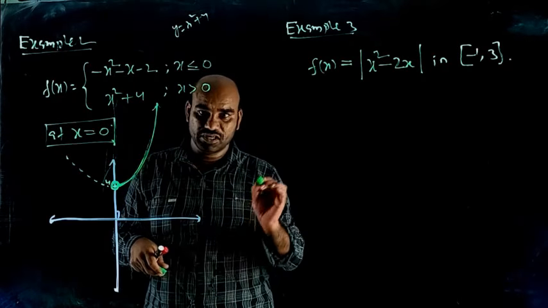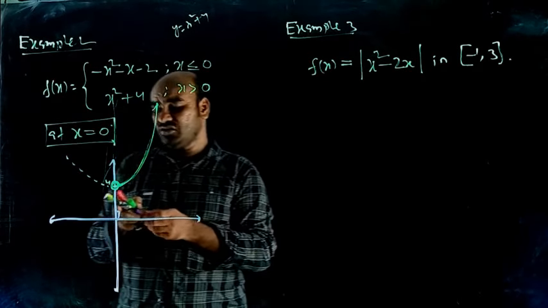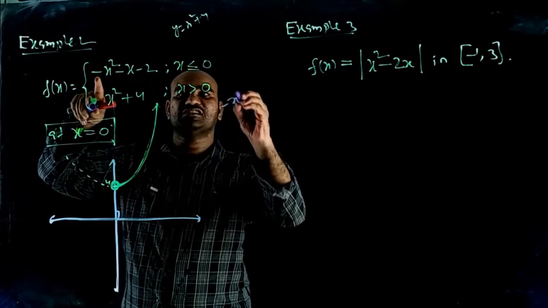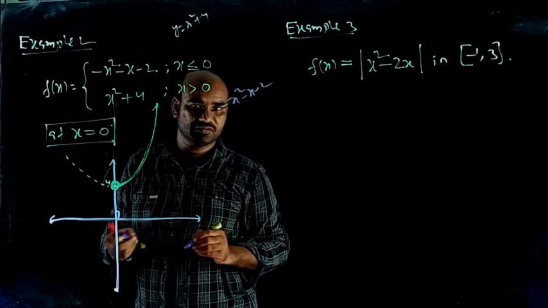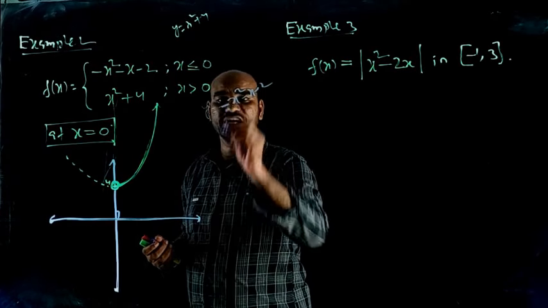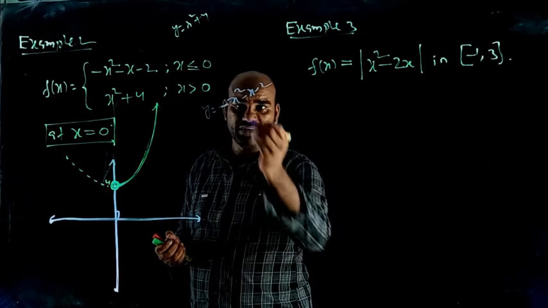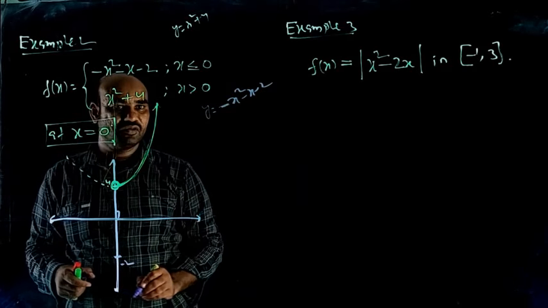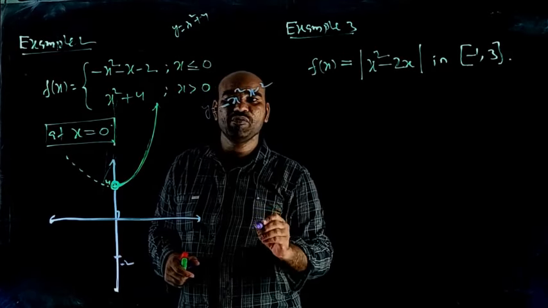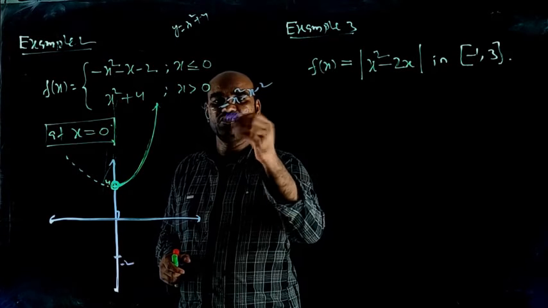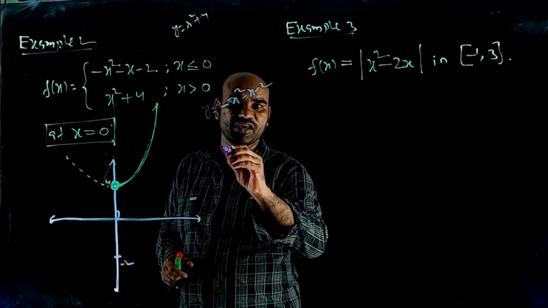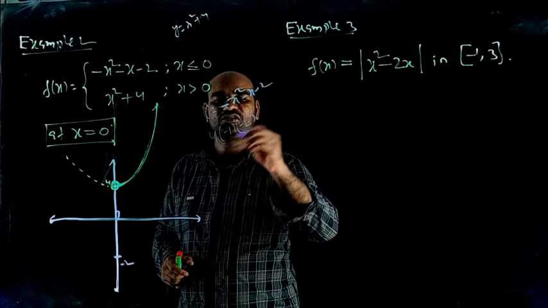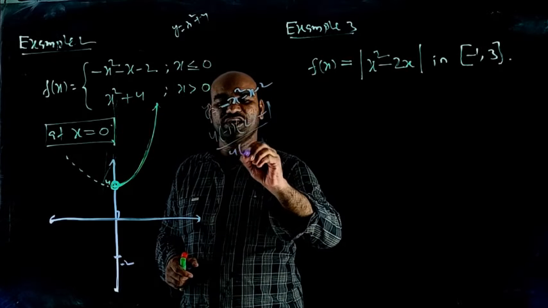Next, we need to draw the graph of y is equal to minus x square minus x minus 2. The x square coefficient is negative, so it opens downwards. If x equal to 0, y equal to minus 2. Let's try to find the extreme value of this expression. You know how to find it: 4ac minus b square by 4a.